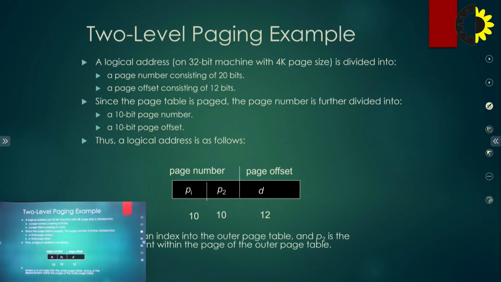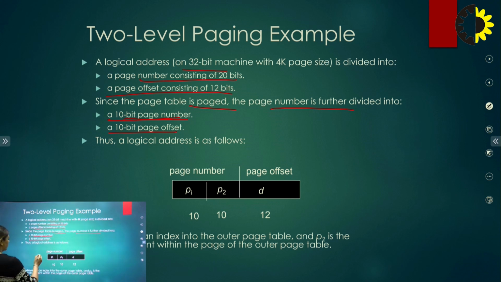Right? Now there are different types of paging. First is two-level paging. If a logical address space increases beyond 32 bits, with a 4K page size, it can be divided into a page number consisting of 20 bits and a page offset consisting of 12 bits. With the earlier procedure, what will we do? Since the page table is paged, the page number is further divided into a 10-bit page number and a 10-bit page offset. Now we can divide the page table into two parts, right?